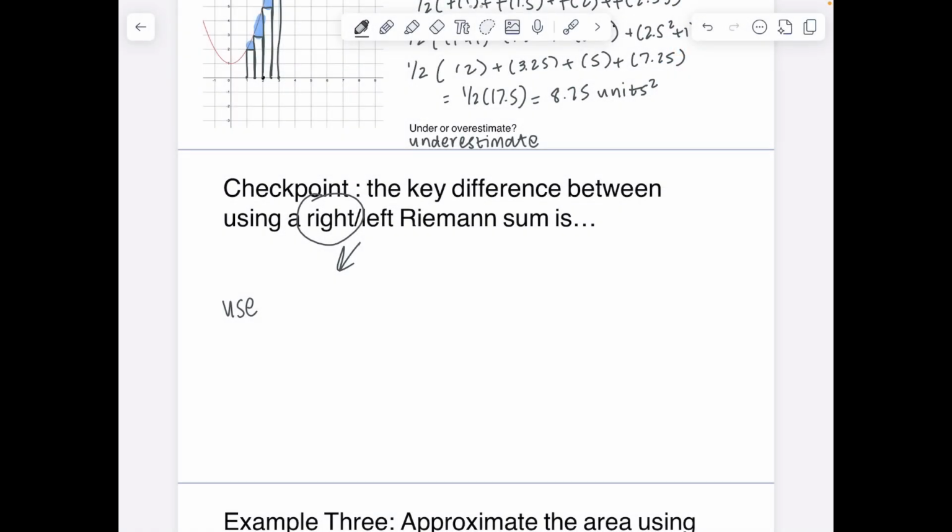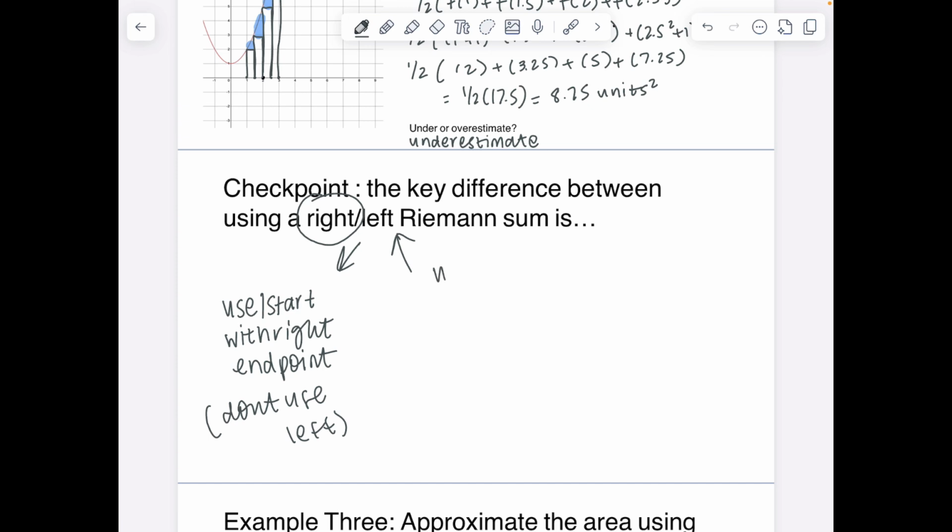So if you have a right endpoint, you use, you start with the right endpoint, and then you don't use the left. Don't use left. And then the left Riemann sum is the exact same but opposite. So use, start with the left endpoint, and don't use the right one.